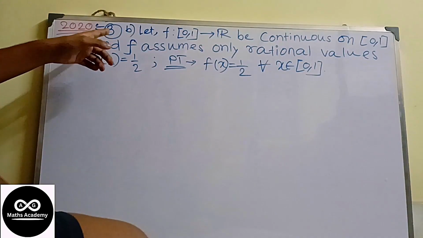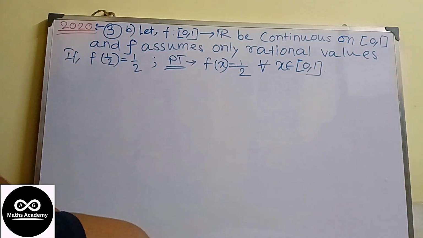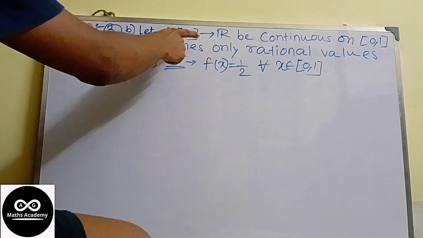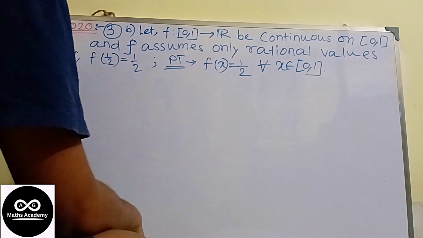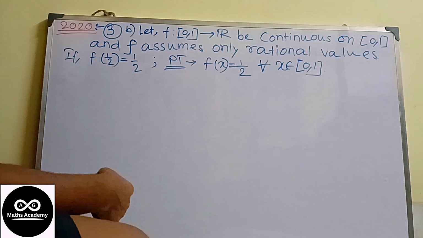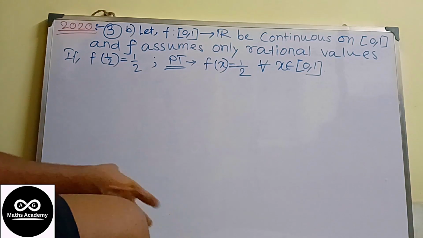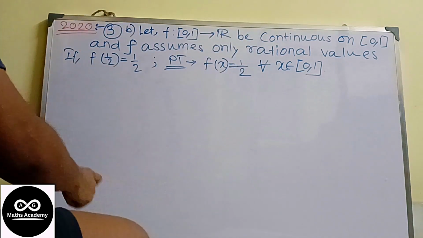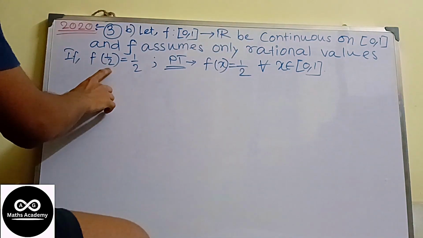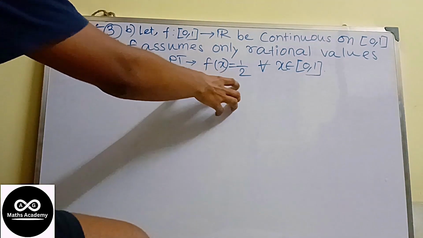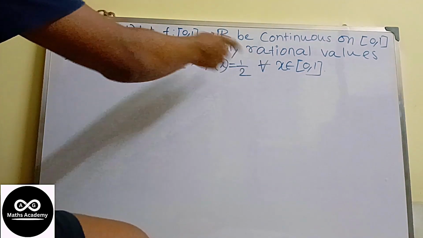This is the question of 3b. If f from closed 0 to 1 to R is continuous on [0, 1], and if f assumes only rational values. Okay, so f is defined only for rational values, it is undefined for irrational values. Now if f of half is half, then prove that f(x) equals half for all x in its domain.